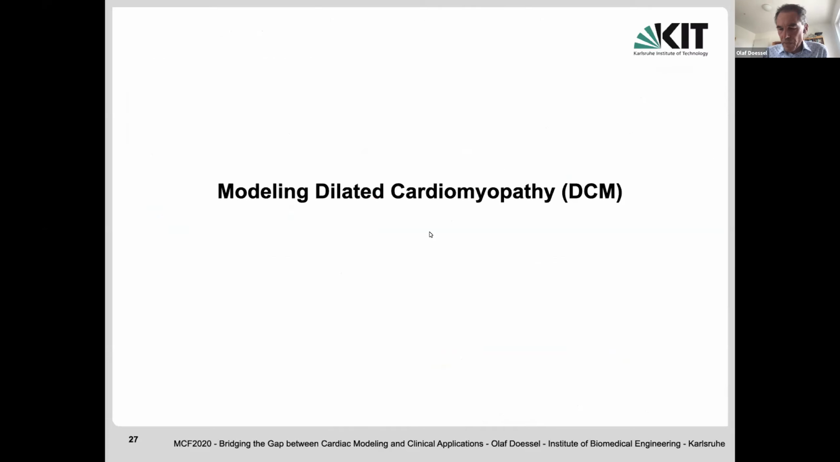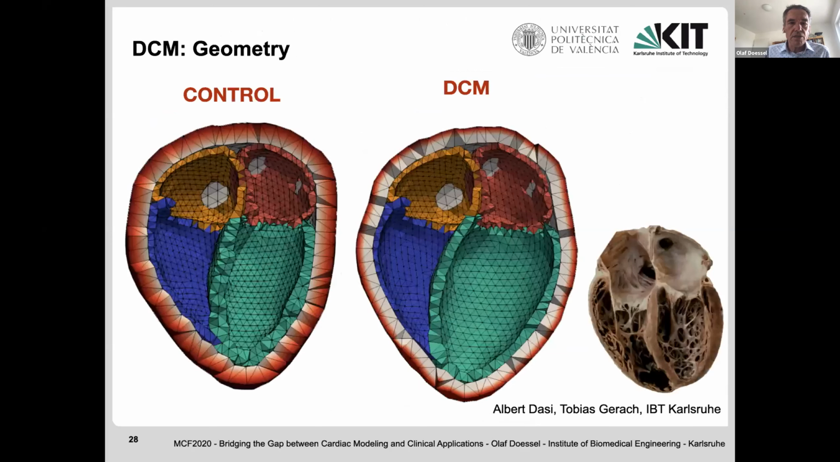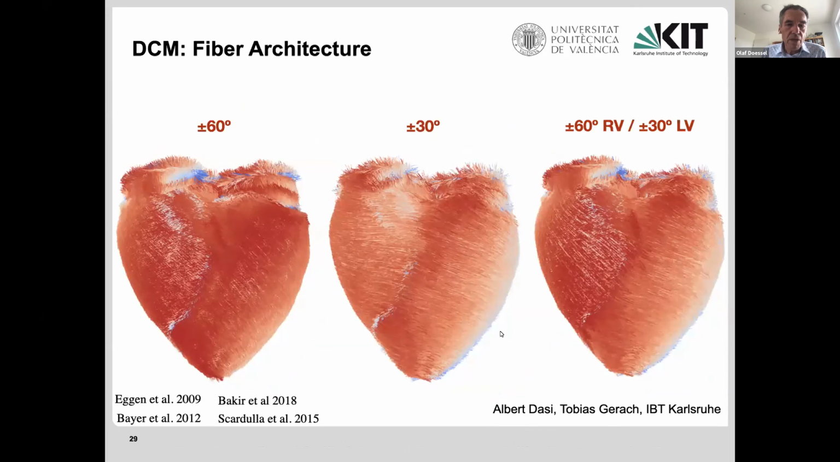Next, I will comment a little bit on cardiomyopathy. The dilated cardiomyopathy is a disease where the left ventricle becomes larger and thinner. And this was a collaboration with a group of Beatriz Trenor in Valencia, and Albert Dassi did this together with Tobias Gerach. They went very much into literature, and they found that the fiber directions are changed in dilative cardiomyopathy, from 60 degree, which would be healthy, to plus minus 30 degree, or things in between.